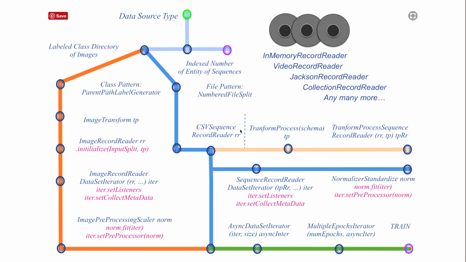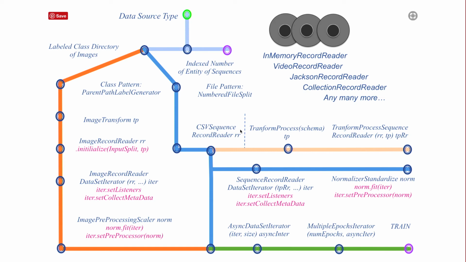On the left side, the orange one is more of the images. This is what our typical workflow would have been. Figure out what your data source type is, bring in labeled images, this parent path label generator we define, go ahead and initialize it, and then we set our record reader, and then we define our normalization scaler. Notice that we don't actually do any normalization here. We just tell the iterator based on what we collect the training fit data on.